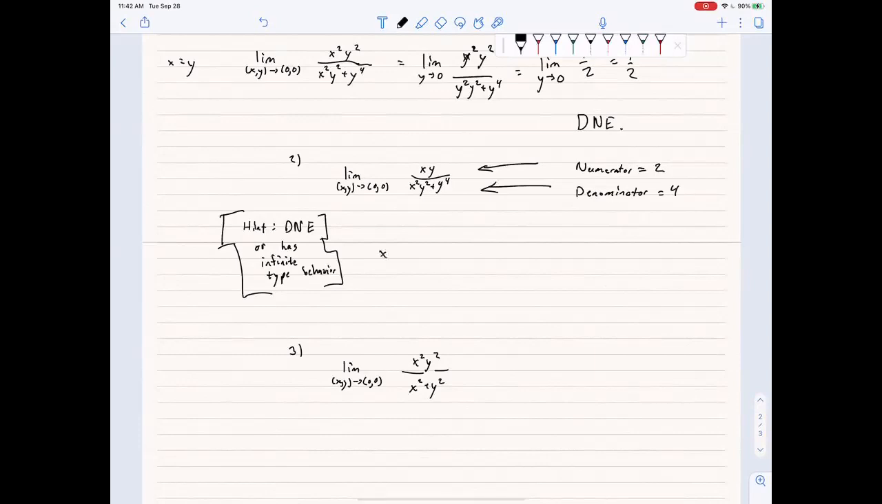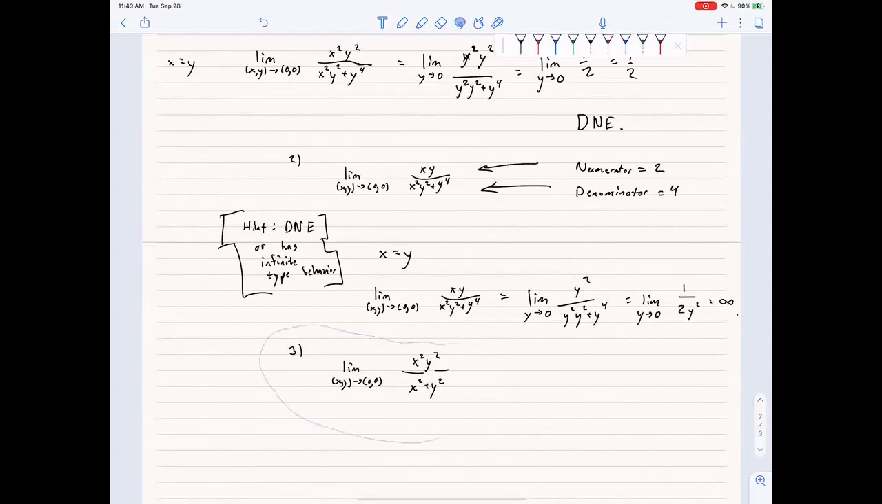So again, you can take something like x equals y in this case, and you can look at this limit. You're going to get that this is equal to the limit as y approaches zero of y squared over y squared plus y to the fourth. And now you don't get full cancellation, right? You get the limit as y approaches zero of one over two y squared, which of course, as y approaches zero, goes to infinity. So it's fine with me if you make an argument like this to say the limit doesn't exist, and I will instruct graders to give full credit for such an answer.